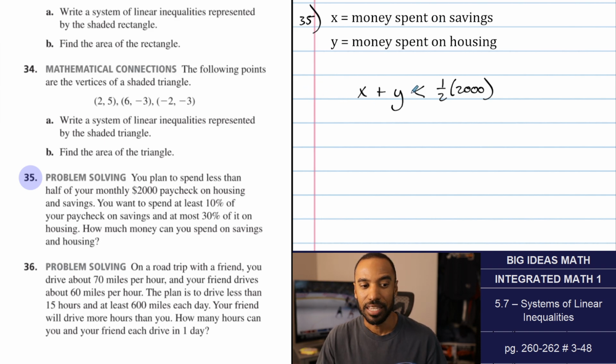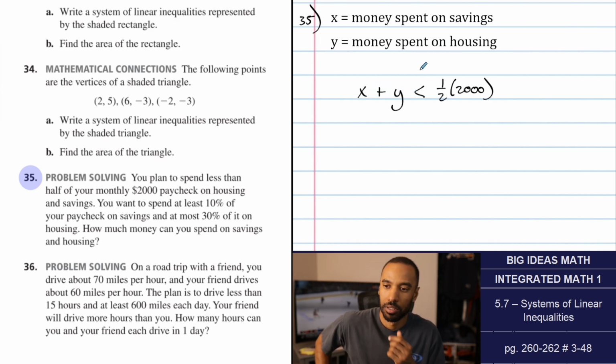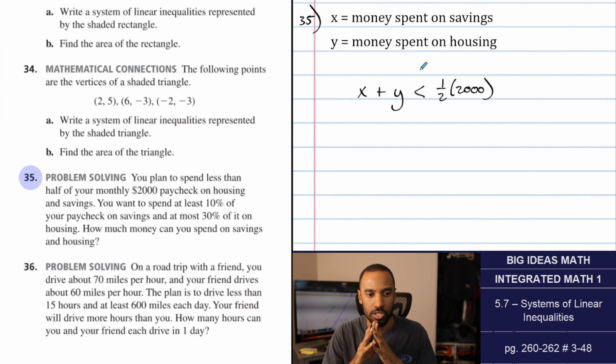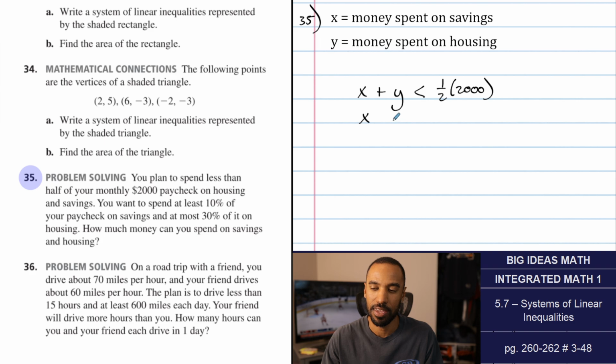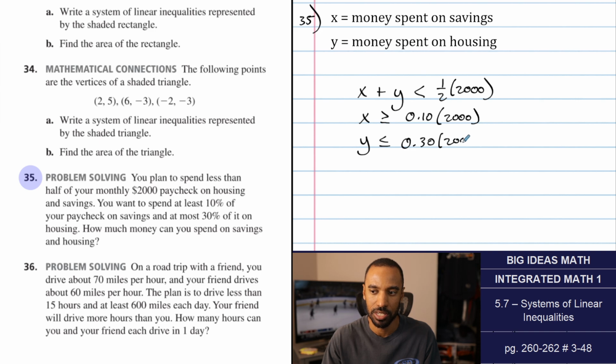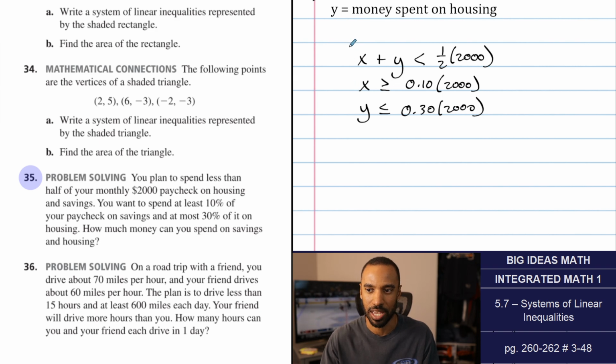You want to spend at least 10% of your paycheck on savings. Oh, your paycheck. So savings, X must be greater than or equal to 10% of 2,000. I'll clean all this up later anyway. And at most 30% of it on housing. No more than 30% of this on housing. How much money can you spend on savings and housing? So that's kind of what we're looking at here.